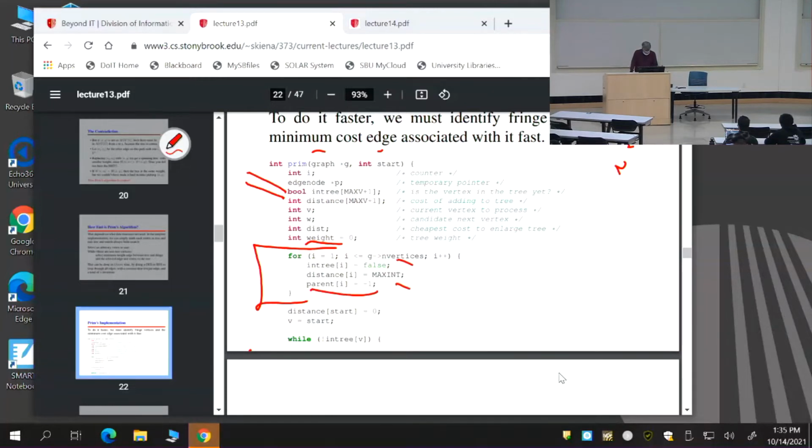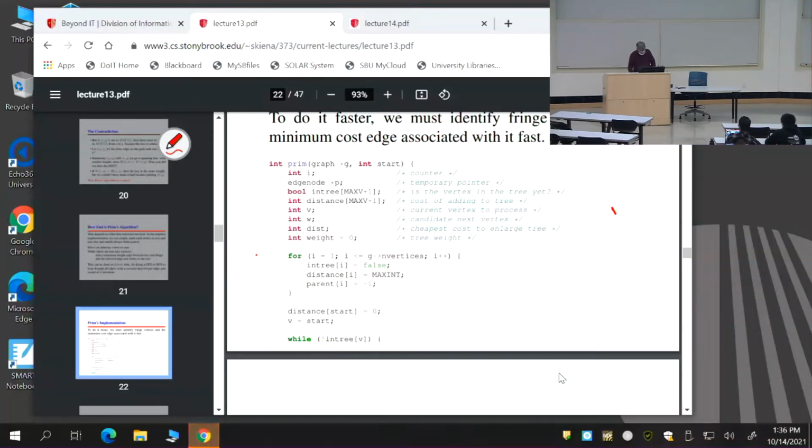And parent is going to be, in my tree of discovery, who was the one who let me into the tree. That was what was necessary. We used that in BFS and DFS to maintain that tree. What is my next thing? For the start vertex, I'm going to claim that the distance to the start vertex is going to be 0. And in general, let's say V is the next vertex we want to add to the tree.